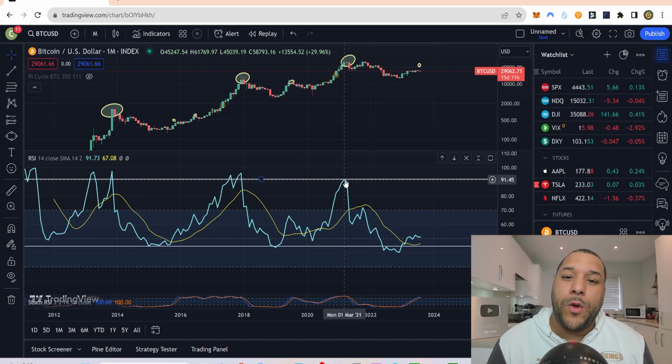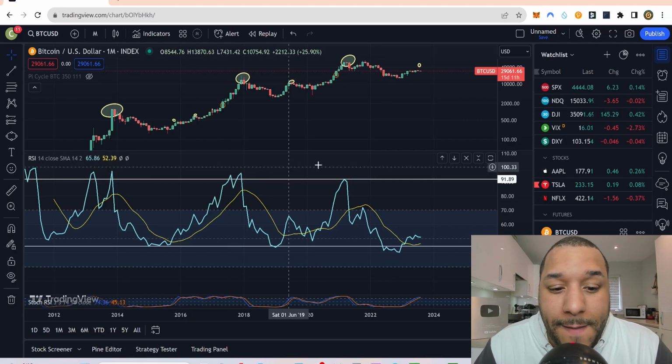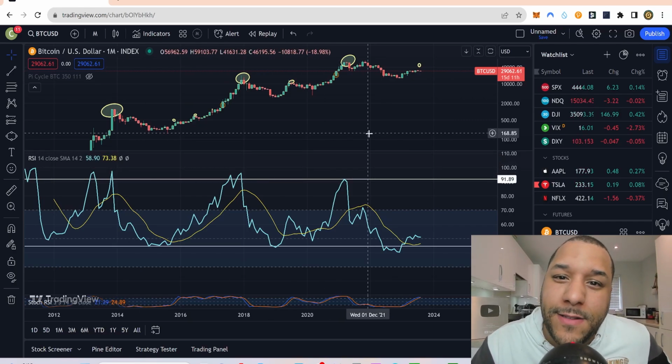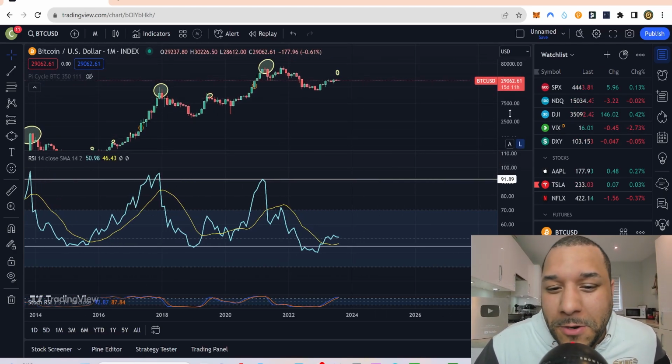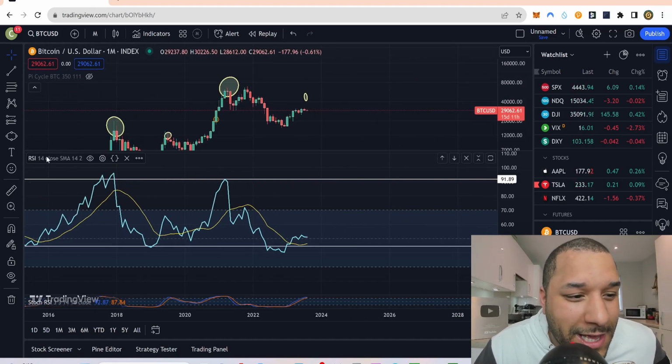So what do we know? We know that when this blue line comes up relative to this white line here, you better take some damn profits, because that's what I'm looking at. So we have time right now. We've got time because the blue line is down here, which means it could take a bit more time.